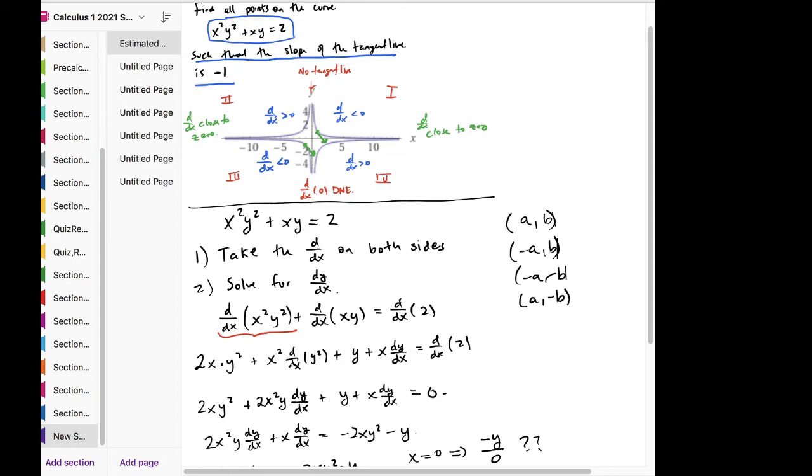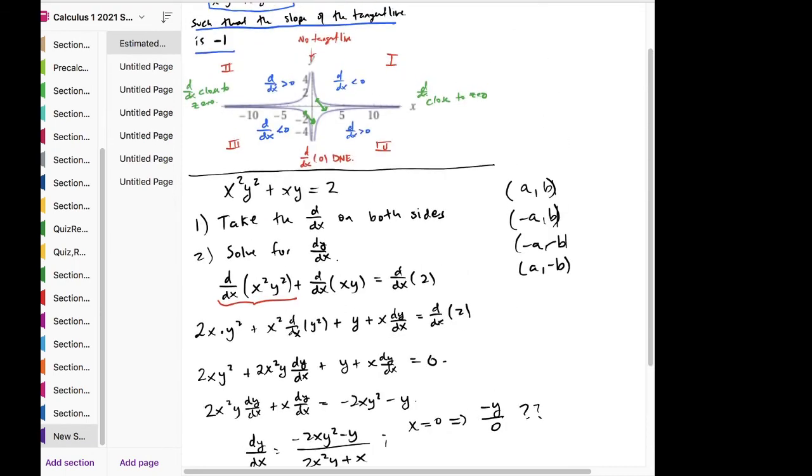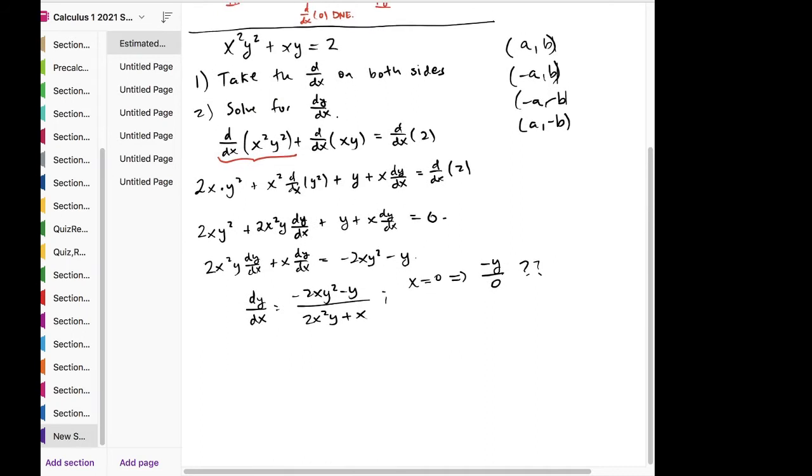Okay, so what does that mean we do? So we want to find all points where the slope of the tangent line is negative 1, and this is our derivative. So what do you think our next step would be? Yep, set the derivative to negative 1, because the slope of the tangent line is precisely the derivative. Okay, so we have negative 1 is equal to 2xy squared minus y over 2x squared y plus x.